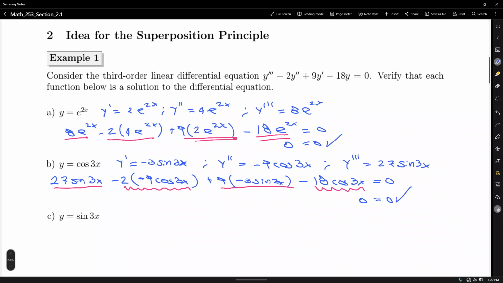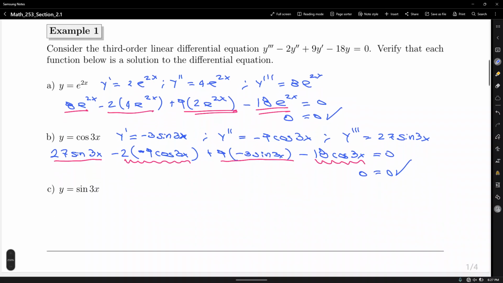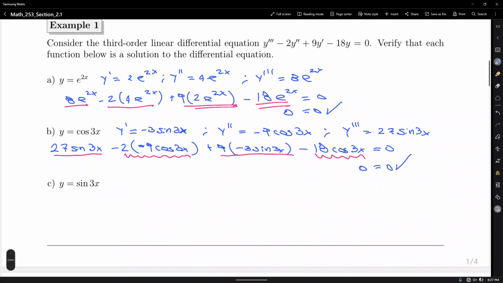It's kind of weird, isn't it, that this equation has a solution that is an exponential and also a trigonometric solution? That's kind of weird. Well, we'll find out why this is true. So, what about y equals sine 3x? Then y prime equals 3 cosine 3x. Y double prime equals, what is that?